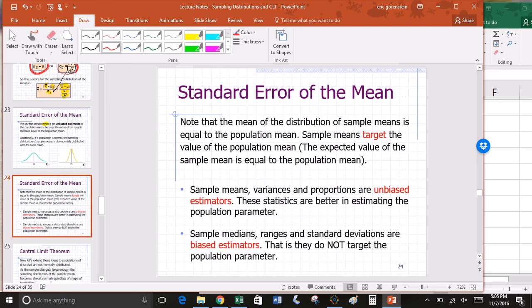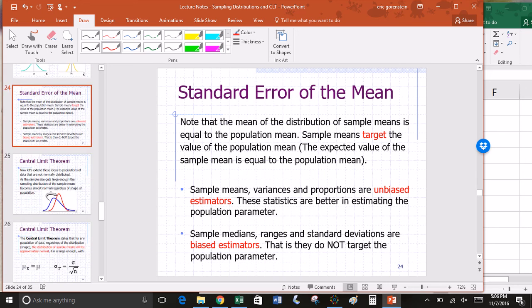All right, so just overall, we say unbiased estimators are statistics that target the parameter. Biased estimators do not. So the mean and the variance and proportion, which we'll talk about later in the course, are unbiased estimators. The median, the range, and most importantly, the standard deviation do not target the population parameter. They are biased estimators.